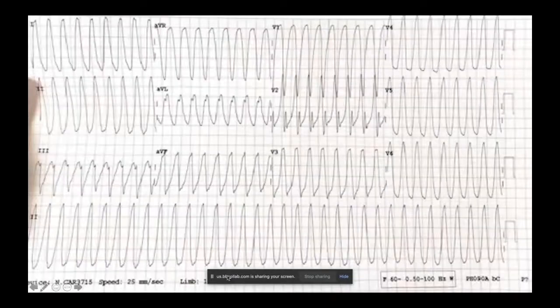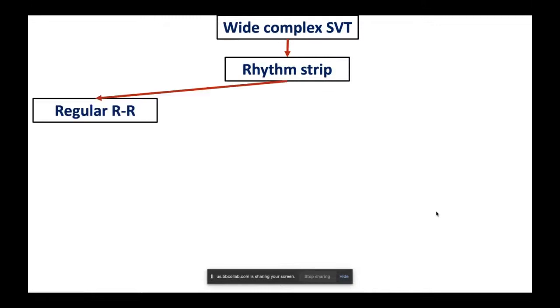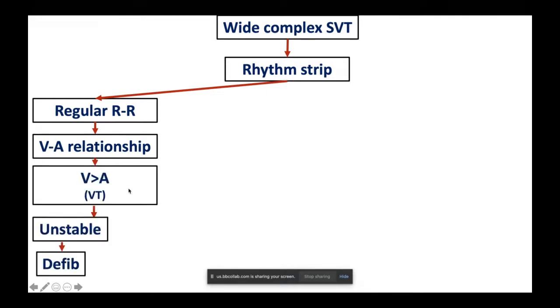We won't do a poll on this one, but I want to show you how to manage wide complex SVT with regular R-to-R intervals. So contrast this with what we just saw previously. The QRS to QRS intervals are pretty stable in this case. So, wide complex rhythm strip, regular R-to-R intervals. Look at your VA relationship, meaning more V's than A's or more A's than V's. If you have more V's than A's, it can be one thing and one thing only.